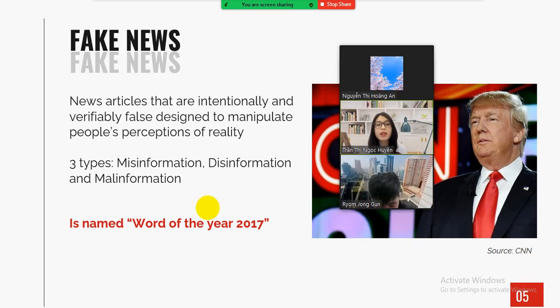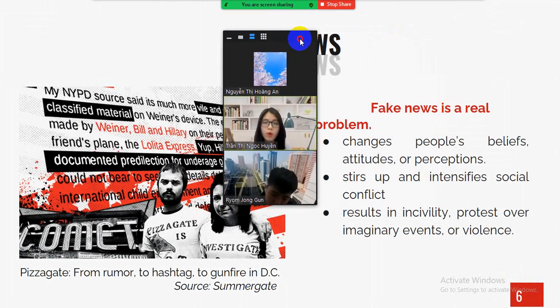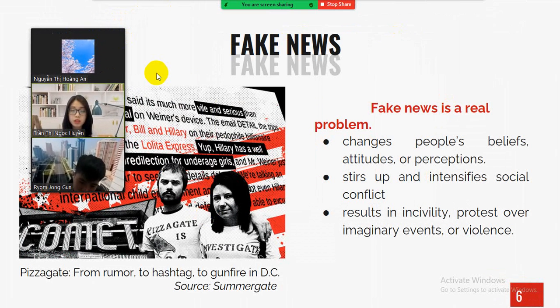So even though Trump has made a number of false or misleading claims himself, there is a real problem of fake news. It is created to change people's beliefs, attitudes, or perceptions, and it has also become a method to stir up and intensify social conflict. Some stories that are untrue and that intentionally mislead readers have caused growing mistrust among people. And in some cases, this mistrust results in incivilities, protests over imaginary events, or violence.